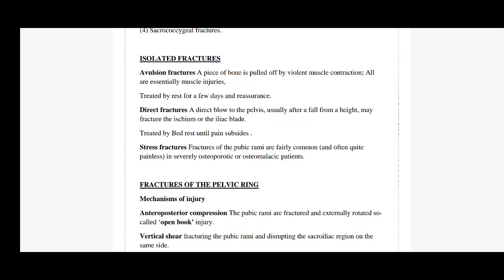Another is stress fracture, which is a fracture of the pubic rami, which is fairly common and often quite painless, especially in severely osteoporotic or osteomalacic patients.